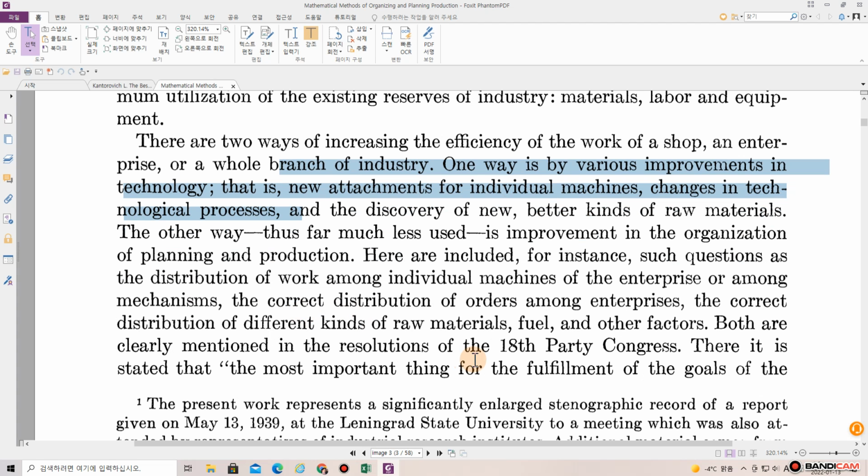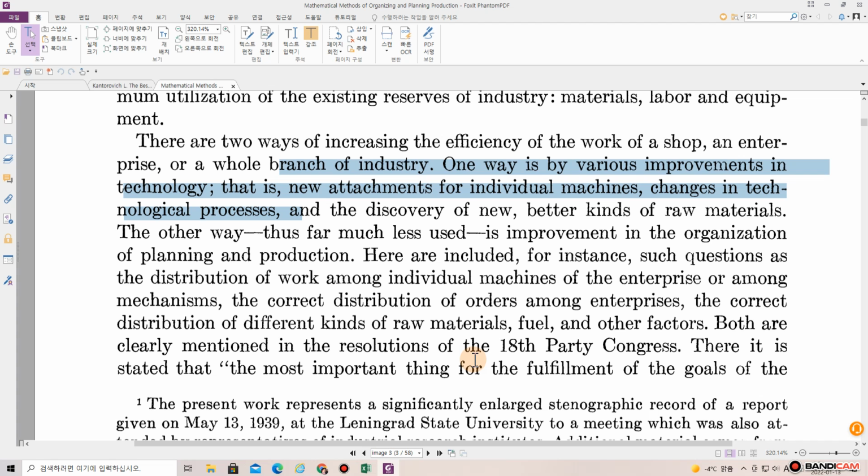One way is by various improvements in technology, that is, new attachments for individual machines, changes in technological processes, and the discovery of new, better kinds of raw materials. The other way, thus far much less used, is improvement in the organization of planning and production.